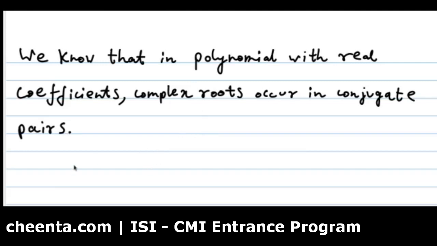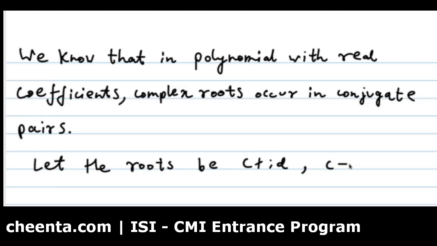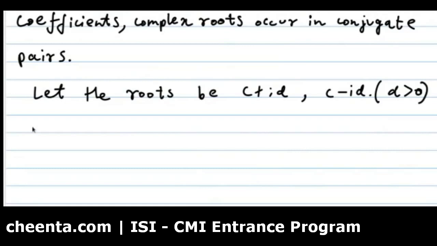So let the roots be c plus id and c minus id, right? Where d is greater than 0. So first part, 6.